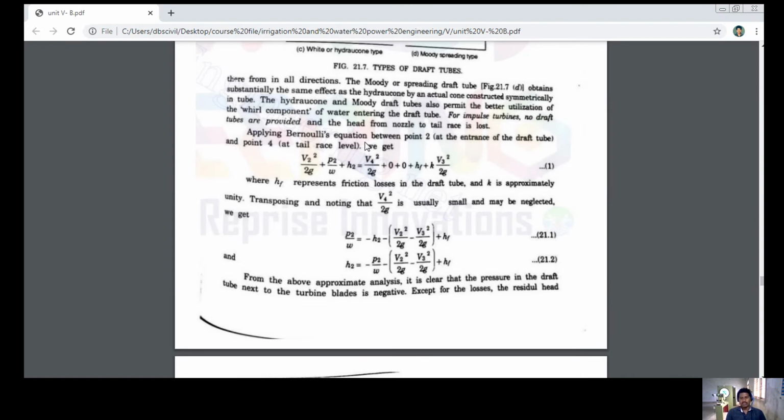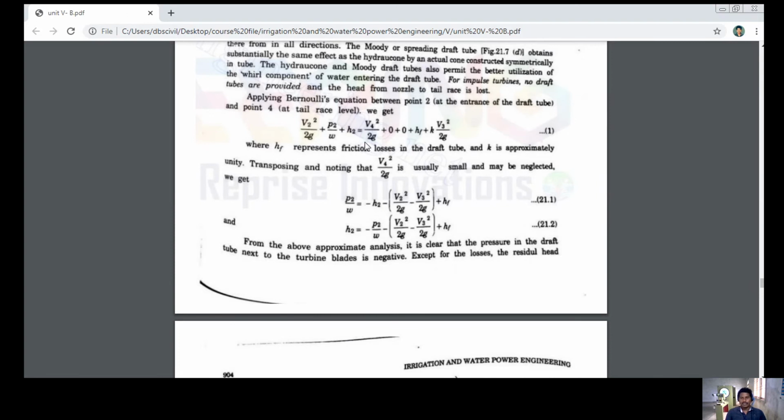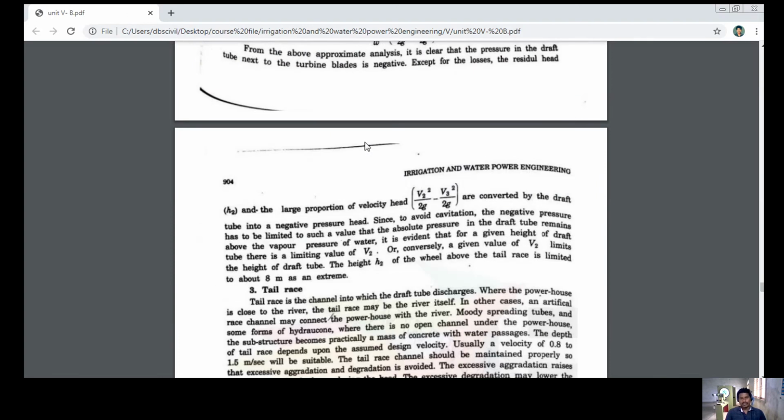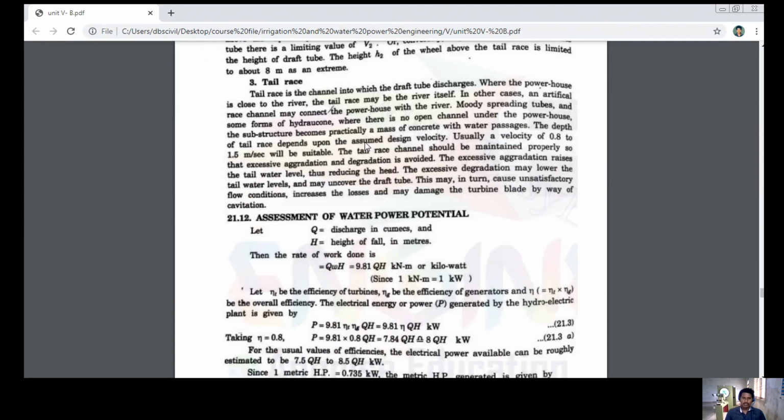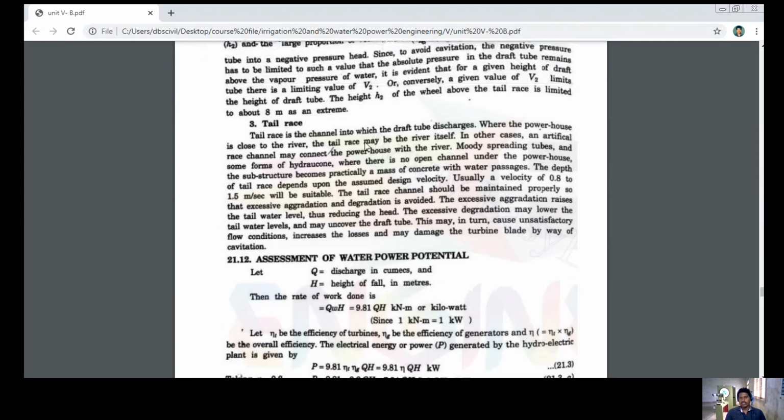Here H2 is given by the earlier equation; on substituting in 21.1, we get another equation. From the above approximate analysis, it is clear that the pressure in the tube next to the turbine blades is negative. Except for losses, the residual head H2 and the large proportion of velocity head V2 square by 2g minus V3 square by 2g are converted by the draft tube into a negative pressure head.